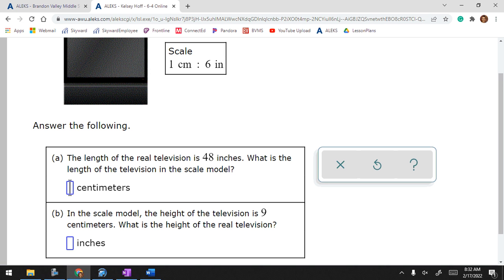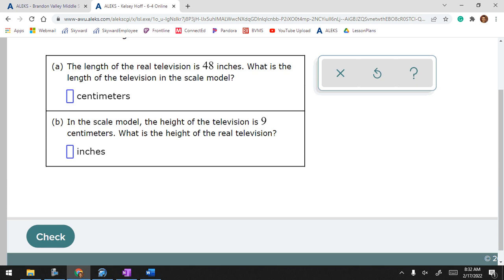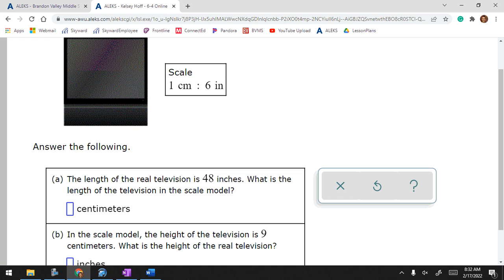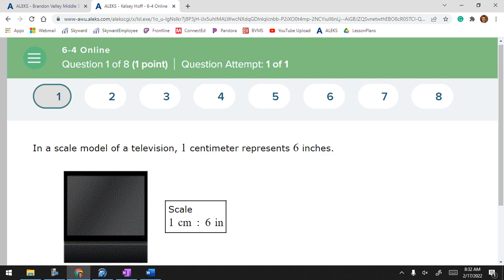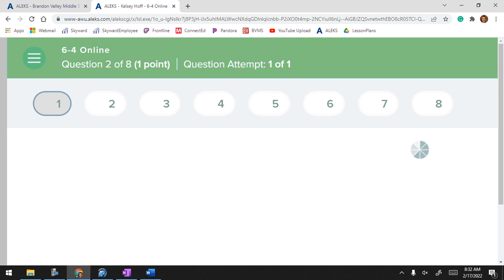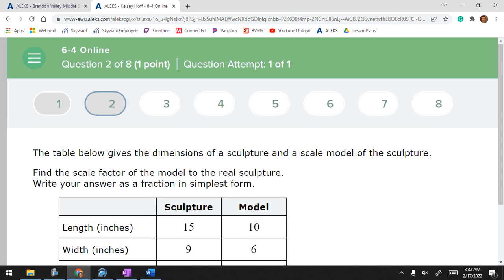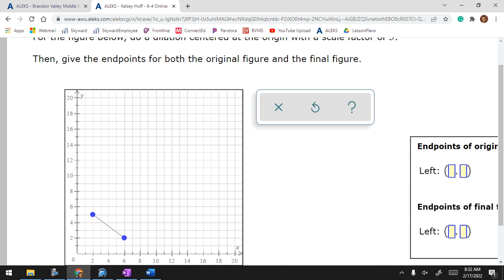Well, if I took 6 times 8 to get 48, 1 times 8 is 8. Okay? This one says the television is 9 centimeters. 1 times what gives me 9? 9. So then I got to take 6 times 9 to get the other side. 54 would be correct. That's the scale one we already did.